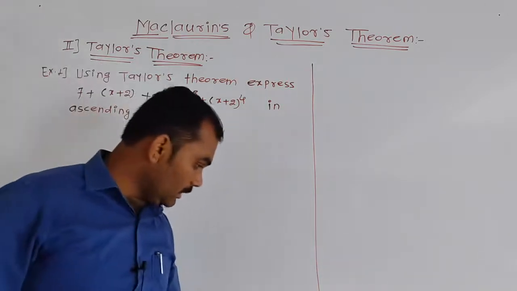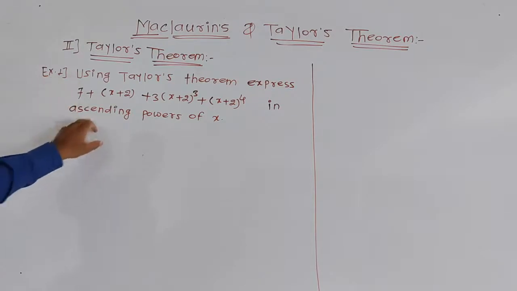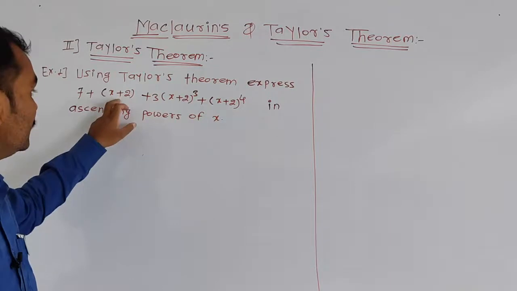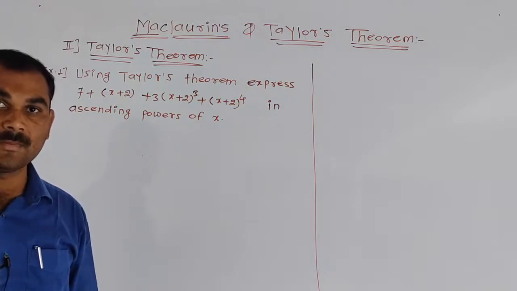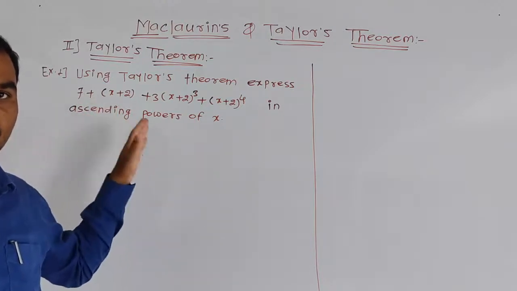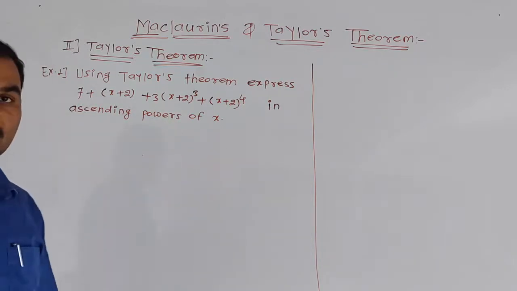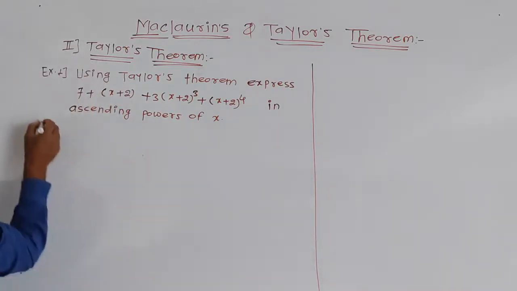Now look on the board. Using Taylor's theorem, we have to express this given expression, which is in the form of ascending powers of x plus 2, in ascending powers of x. Is everyone understanding?